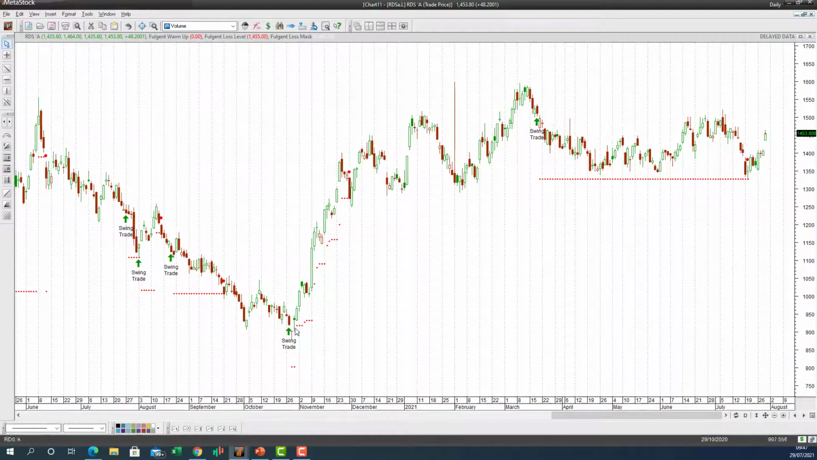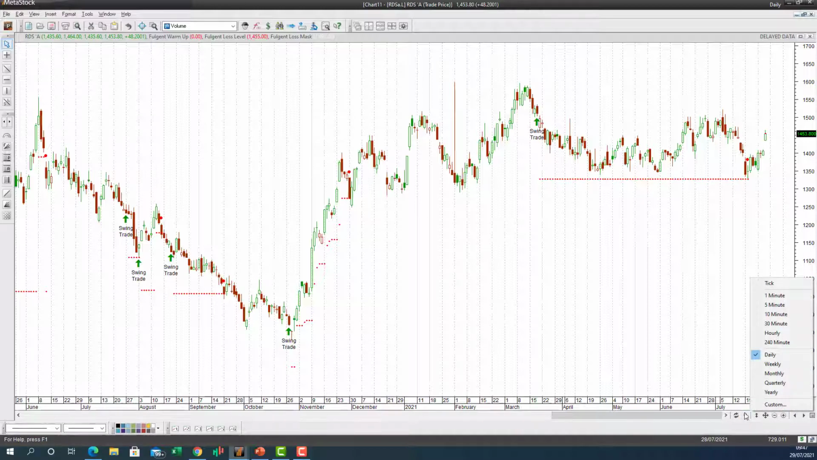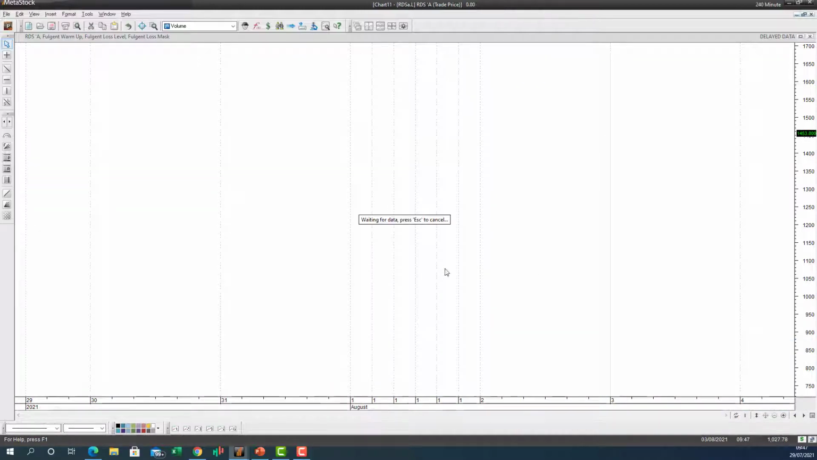Right, so the next one is Royal Dutch Shell. You can see a beautiful swing trade here back in October, November, moved up, captured most of that move. Sideways moving, that one, swing trade there, still active but got stopped out as Royal Dutch was moving in a sideways pattern. No fresh signals since it hit the trailing stop loss.